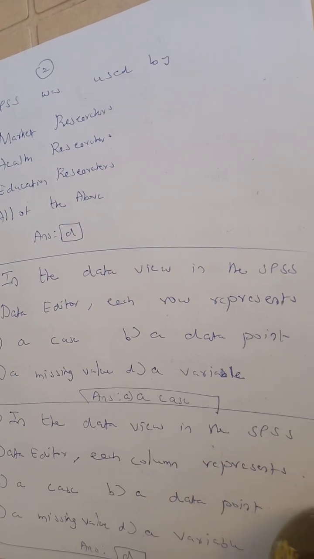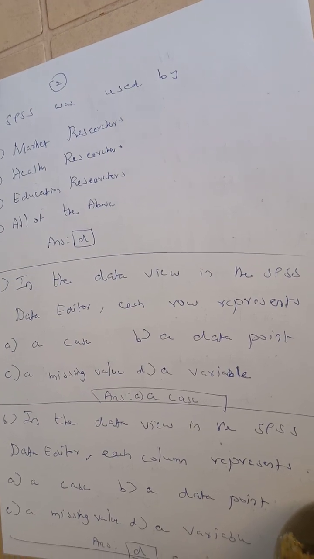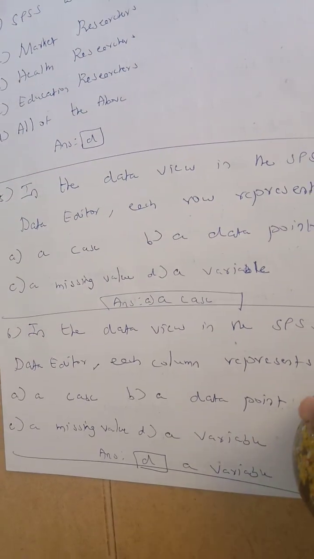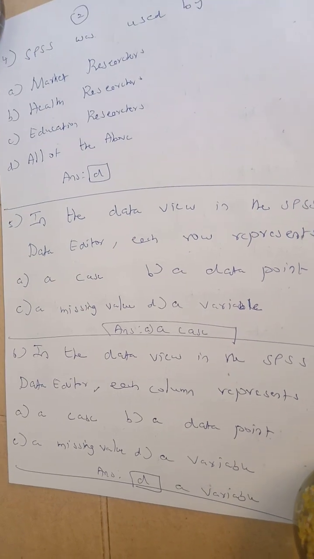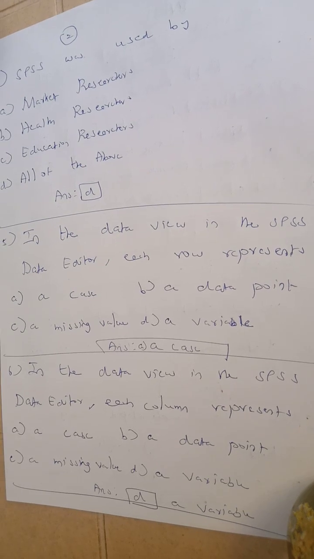Question number 5. In the data view in the SPSS data editor, each row represents. So four options are given. Here the correct option is a case. ஸோ ஒரு டேட்டா வியூங்கிற எஸ்பிஎஸ்எஸில் ஒரு டேட்டா எடிட்டர் இருக்குது. அதில் ஒவ்வொரு ரோவும் எதை ரெப்ரசென்ட் பண்ணும், கேஸ் ரெப்ரசென்ட் பண்ணும், ஒவ்வொரு காலமும் வேரியபிளை ரெப்ரசென்ட் பண்ணும்.